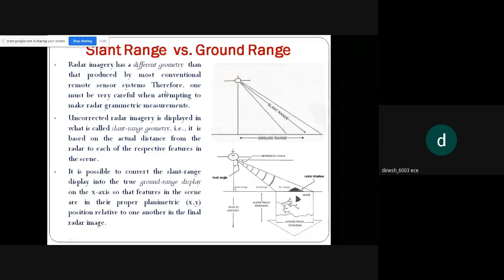Next is the slant range versus the ground range. The ground range, as you can see from the diagram, is along the surface of the earth. When the radar, whether in the aircraft or in the satellite, is focused towards the object or the target, it gives the slant range. The radar imagery has a different geometry than that produced by most conventional remote sensor systems. Therefore, one must be careful when attempting to make radar geometry measurements correctly. The uncorrected radar imagery is displayed in the slant range geometry, which is the actual distance from the radar to each of the respective features in the scene.